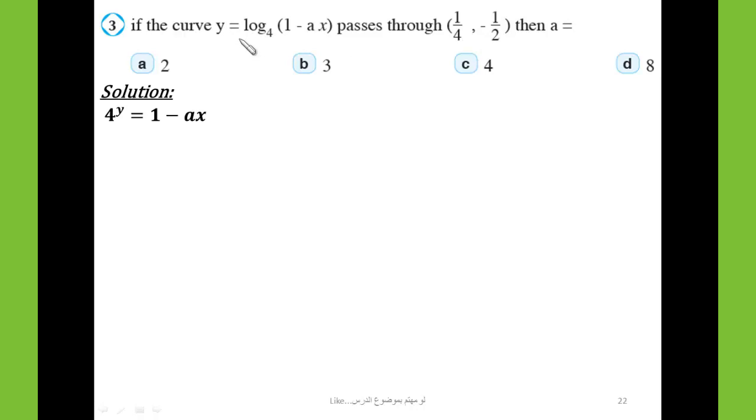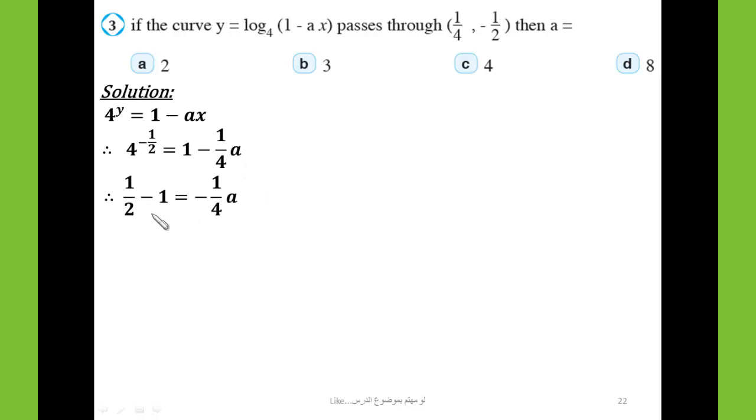So when y equals negative half, x equals 1 over 4. And we substitute. So 4 power negative half equals 1 minus 1 over 4a, substituting x equals 1 over 4. And we solve this equation to calculate a.